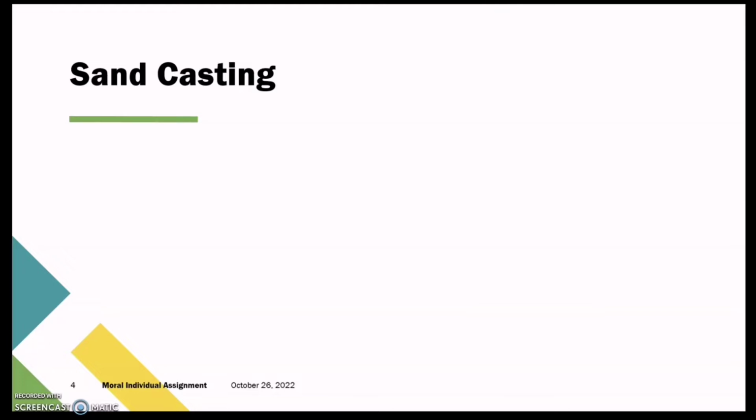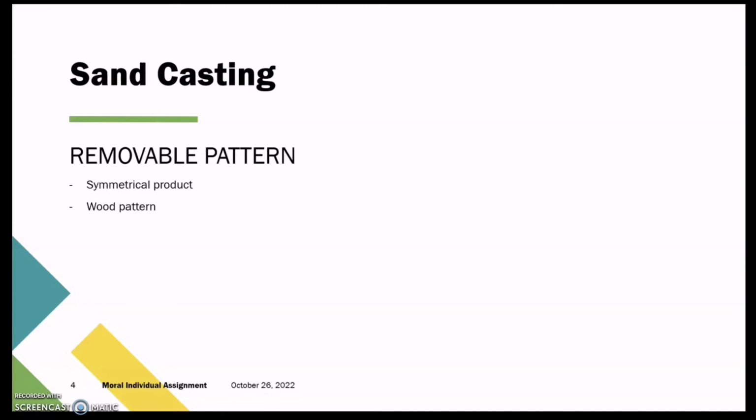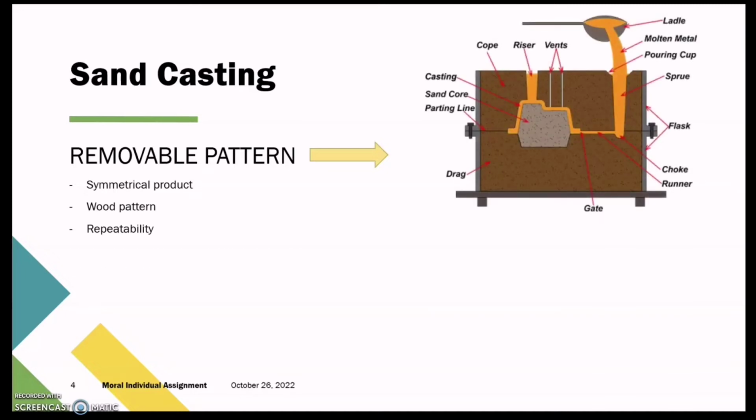Sand casting is divided into two types. The first one is removable pattern. What's so special about it is that this method can produce symmetrical product. It uses wood pattern which can be used repeatedly in the process. The illustration for this process can be seen from the picture on its right.